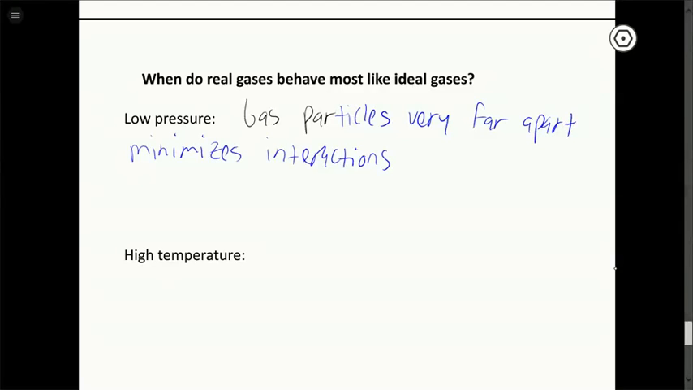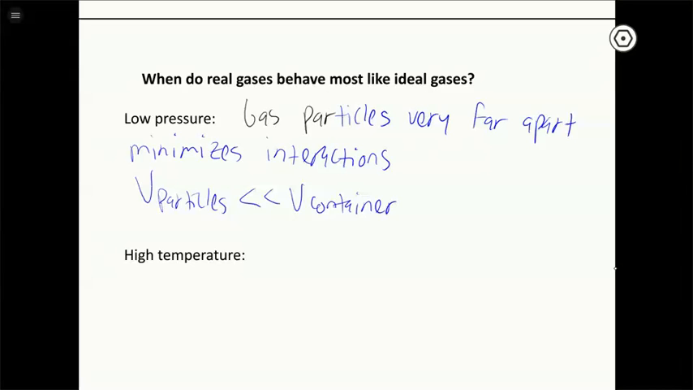And the other thing about low pressures is because at low pressures the gas particles are very far apart, the volume of the particles themselves is much, much smaller than the volume of the container. Okay? So that's the other key assumption of the ideal gas law, is that the volume of the particles is 0. We know that's not really true, but if you have very few particles spread over a large volume at a very low pressure, that means, to a good approximation, the volume of the particles is very, very small compared to the volume of the container, and it approaches 0.